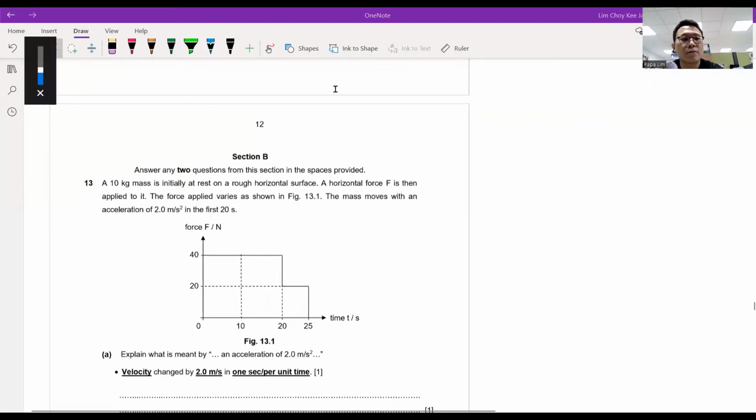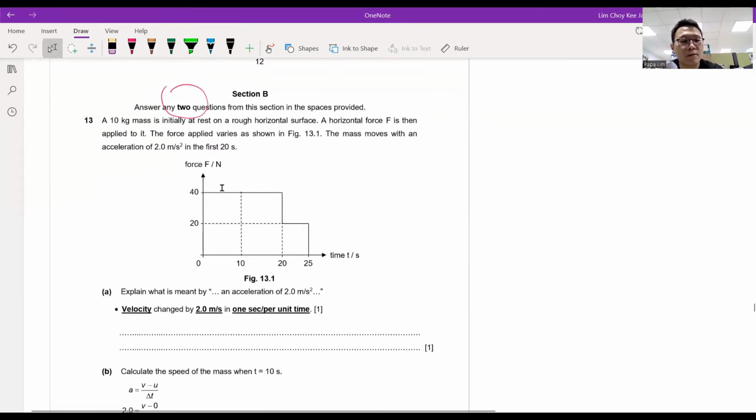Now we will be looking at section B. Section B here, take note for all students. Remember, I will need you to select 2 questions. During the assessment, remember to read through all the 3 questions first. Don't just see the first question and then start doing it. Read through all the questions first, all the 3 questions.